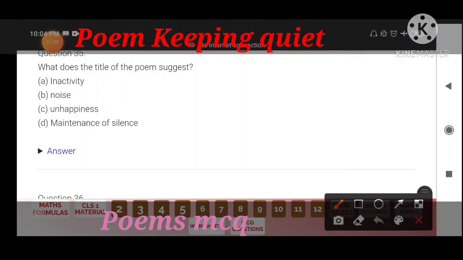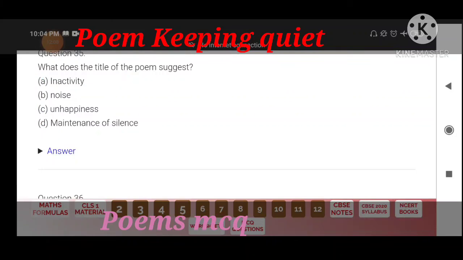What does the title of the poem suggest? Inactivity, noise, unhappiness, maintenance of silence. So the answer will be maintenance of silence.